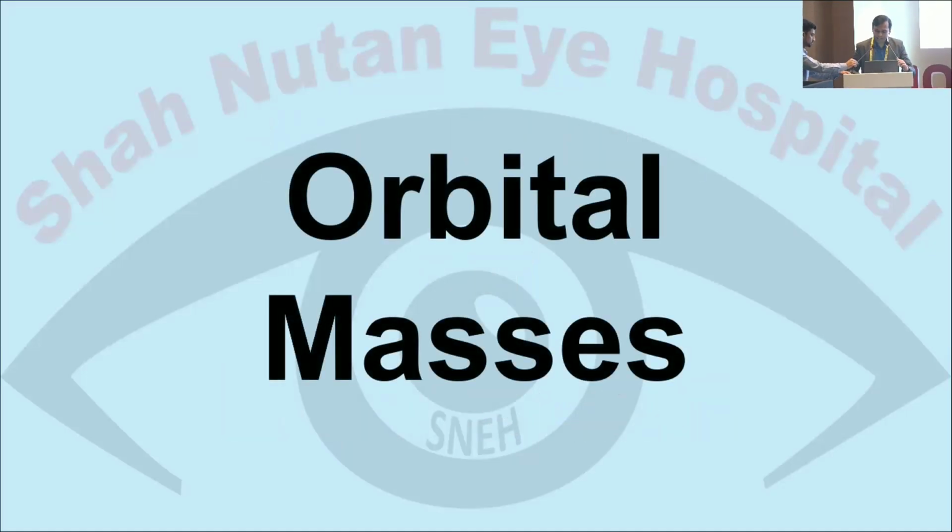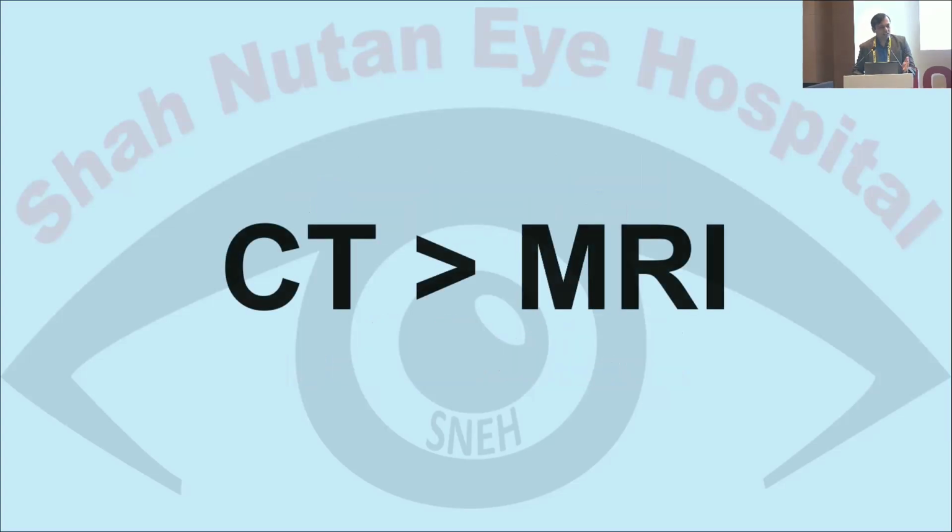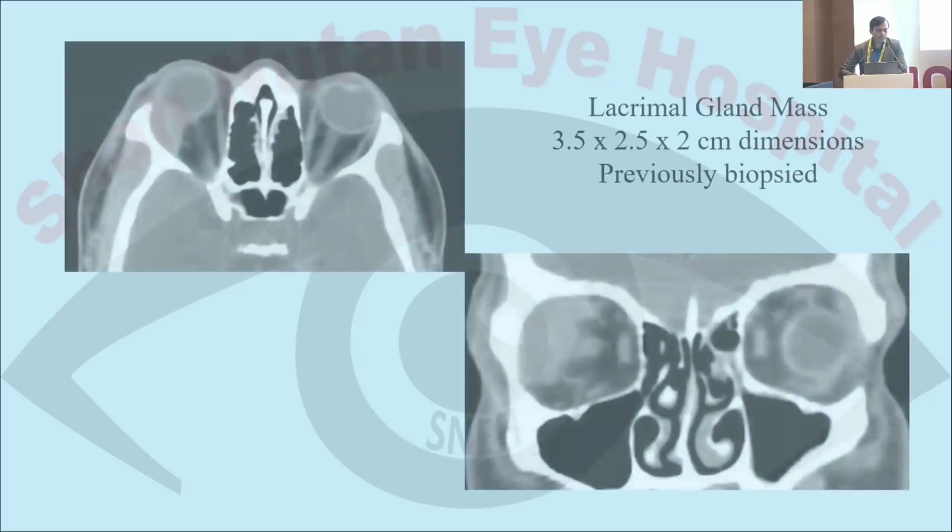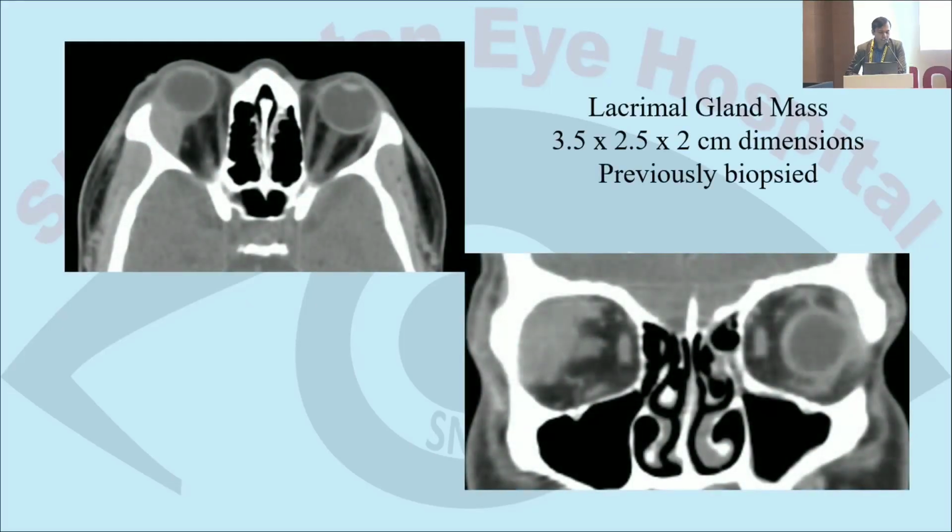So for cases of orbital mass, when would I prefer a CT over an MRI? The orbit has a lot of fat, which provides an excellent contrast in comparison to the lesion. So CT is often a very good option. Let's go ahead with some of the cases.